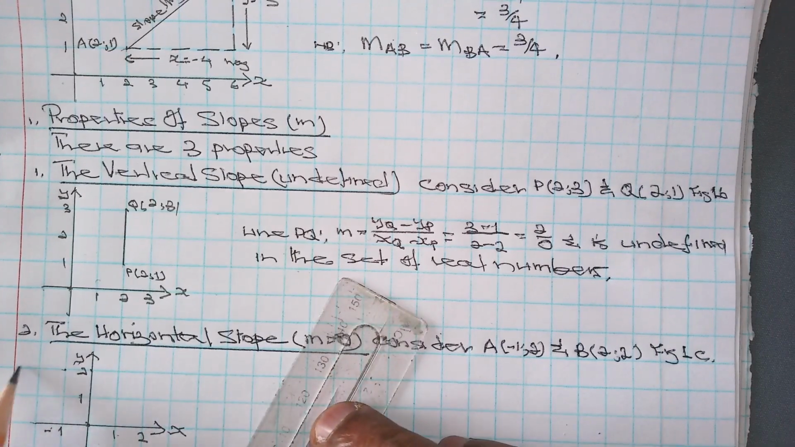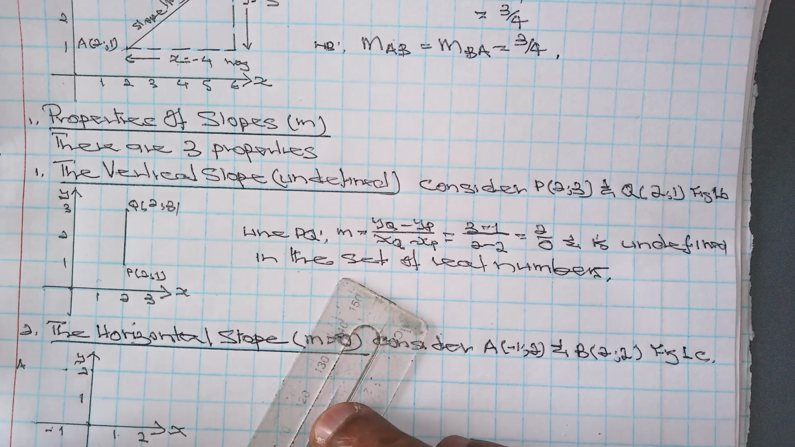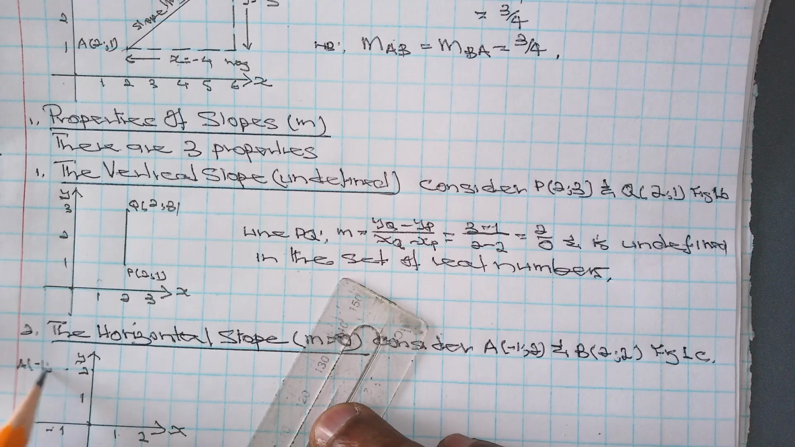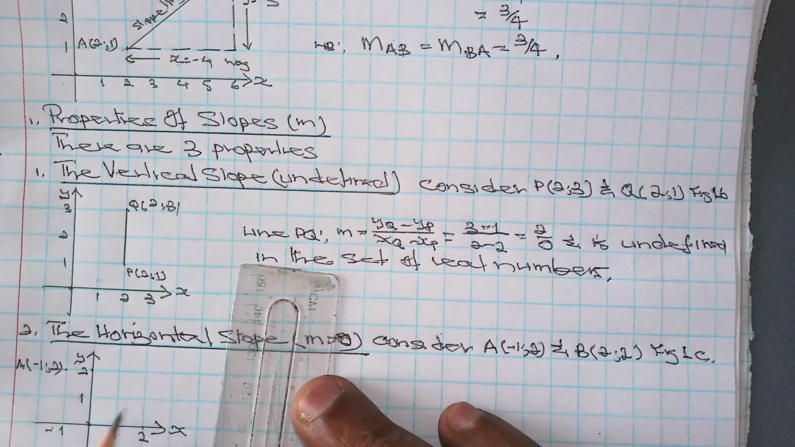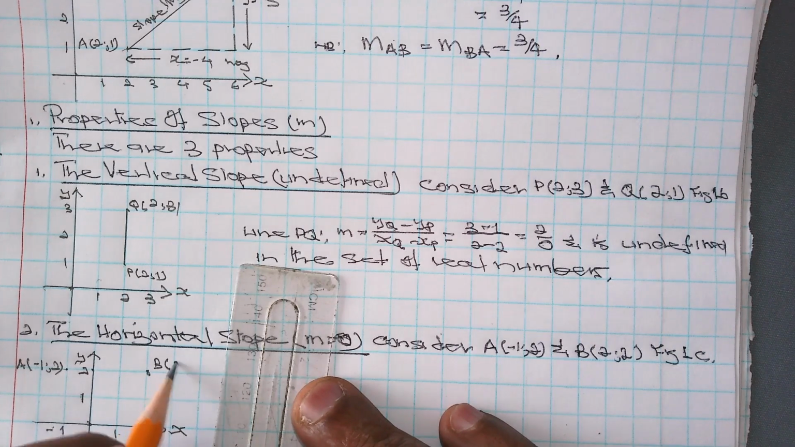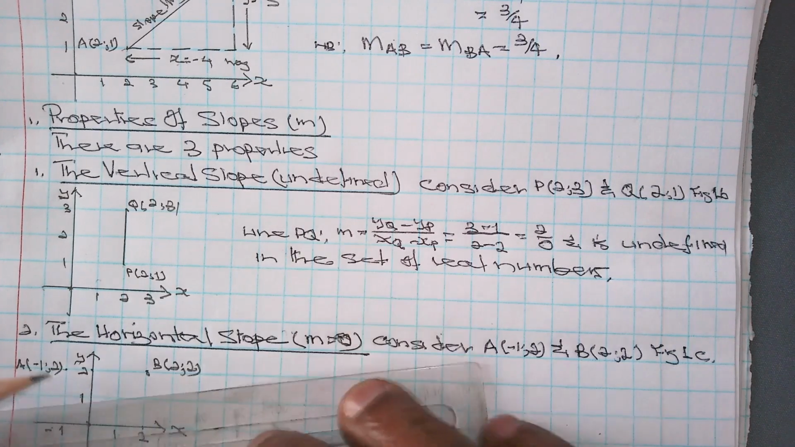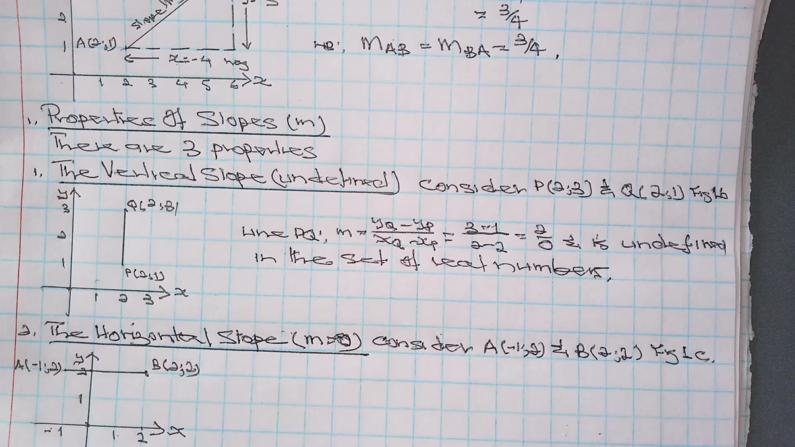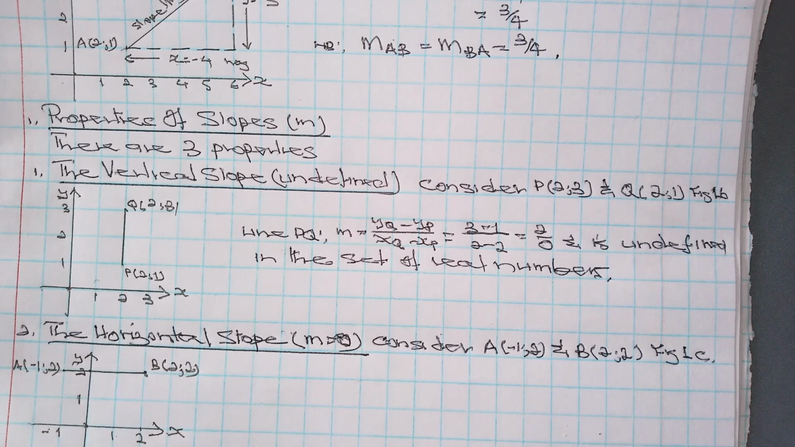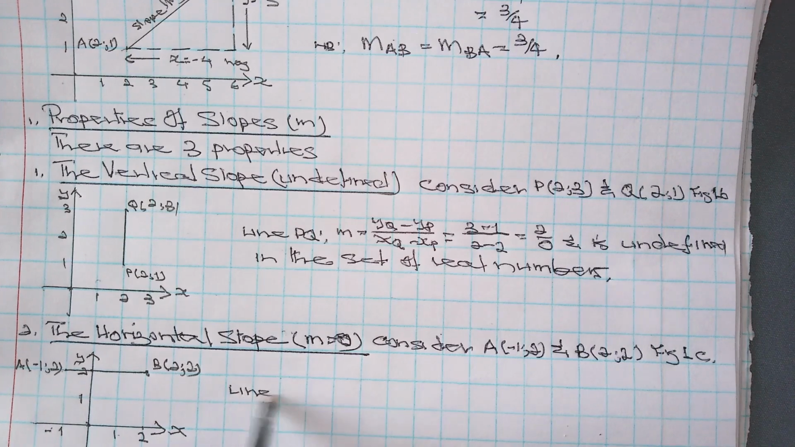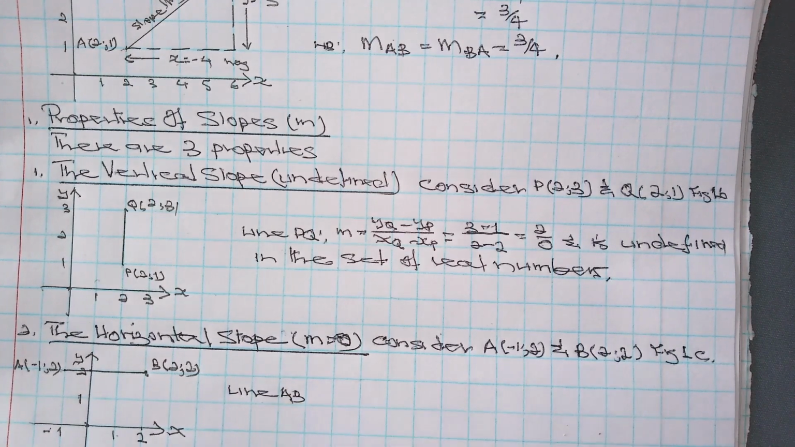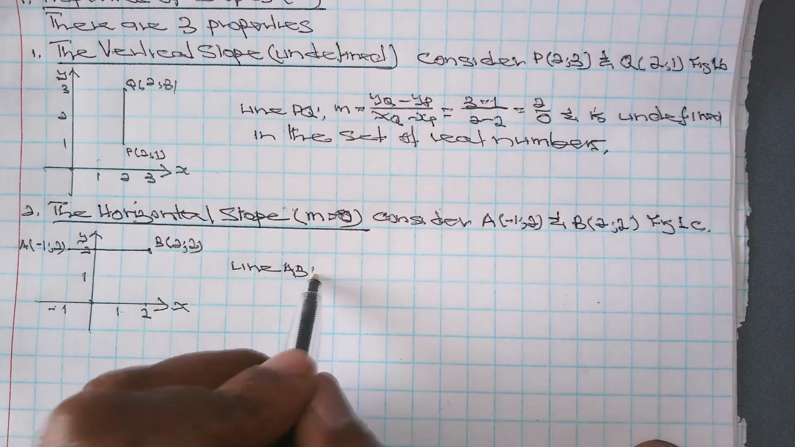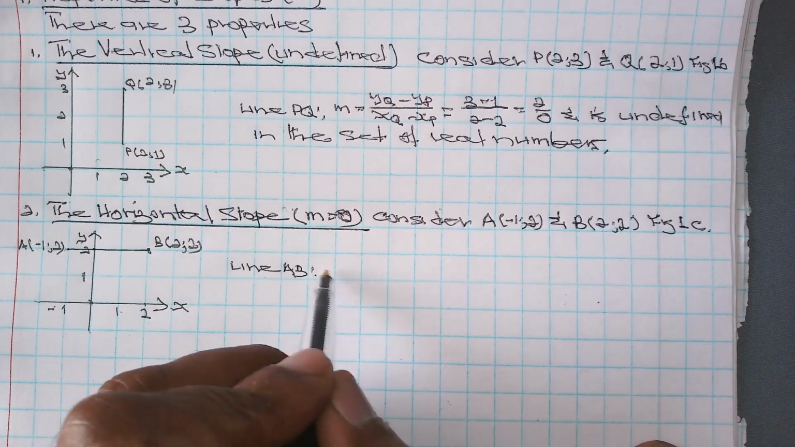Then A is equal to negative 1 and 2. B is 2 and 2 coordinates. Therefore, we draw the line AB. What do we have? Line AB. What do we have for line AB?